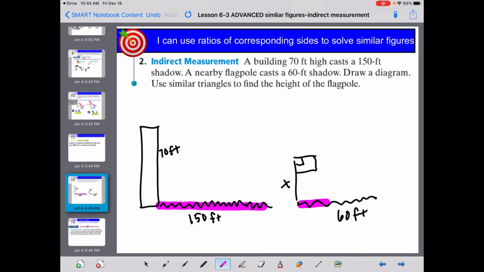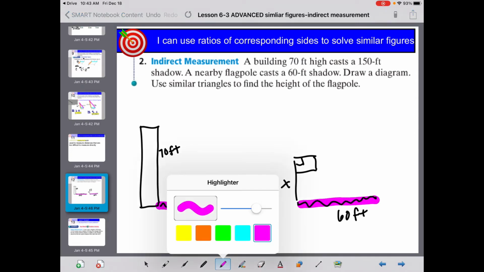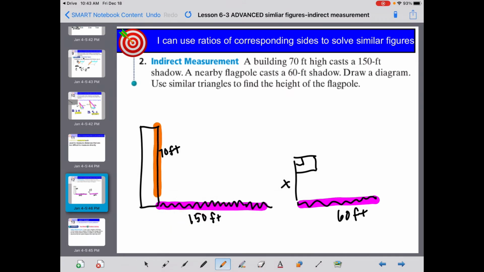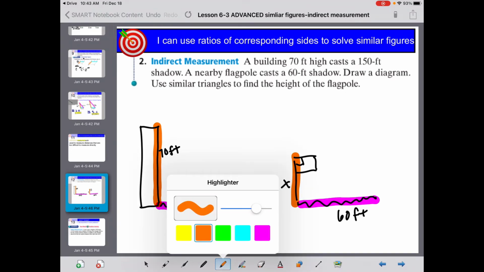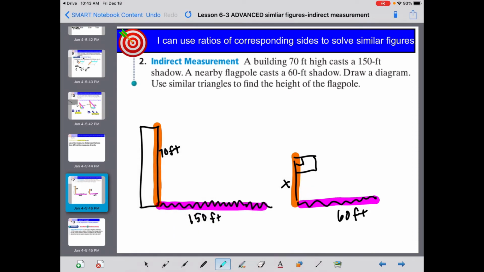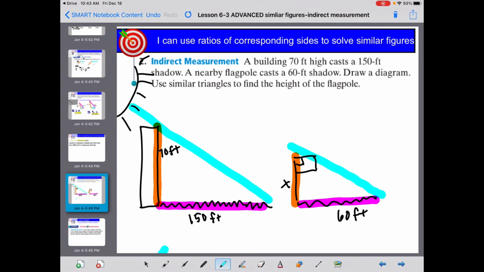Now, do you see that the shadow length corresponds to the shadow length? The height of the building and the height of the flagpole are corresponding. They're in the same position. Do you also see that technically you have a triangle because the sun is up here, shining down, creating this shadow. And the way the sun hits it makes two similar figures. So I have similar triangles here.